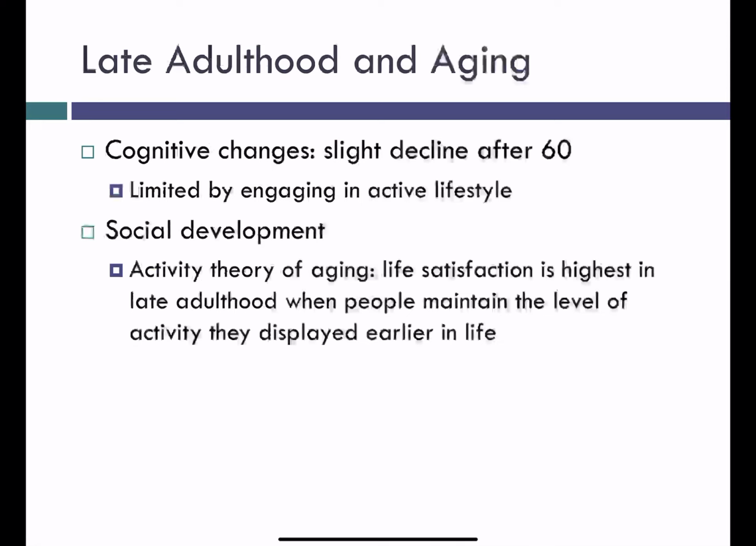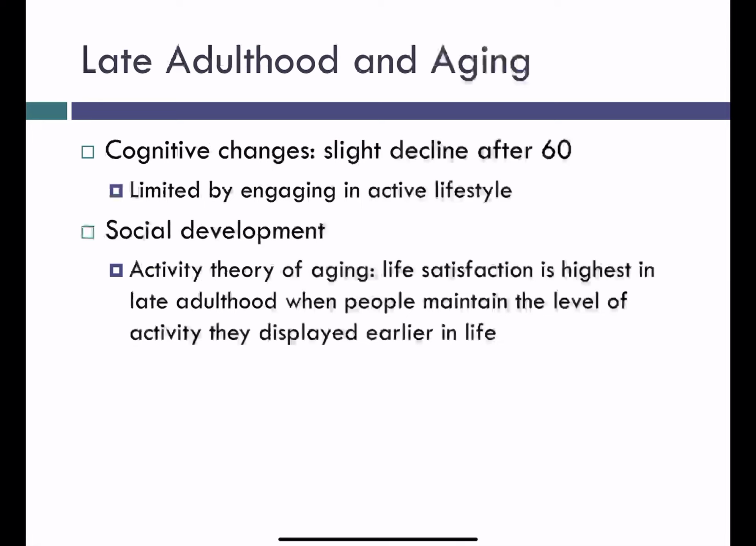And then finally, late adulthood and aging. As lifespans are getting longer, we're seeing more and more changes in old age. In terms of cognitive change, there seems to be a slight decline in intellectual ability after the age of 60. A lot of individuals, though, function very well into the 90s.